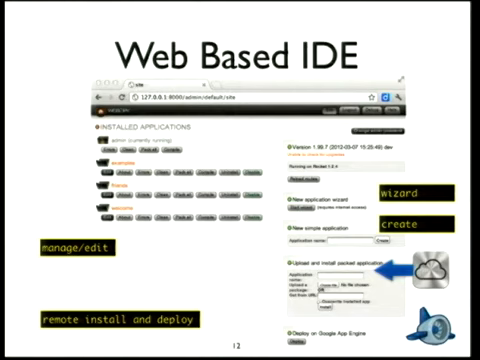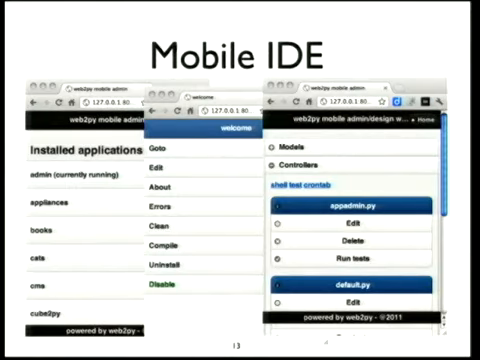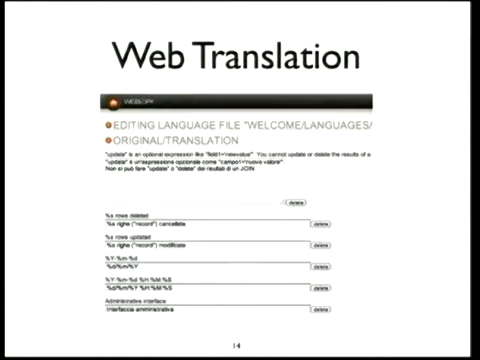There's a wizard that helps you create applications by asking questions. You can deploy in the cloud. You can download from the cloud. You can deploy to Google App Engine through the web interface. If you access it from a mobile phone, we have a mobile interface. And again, you can turn applications on, off, browse the database, and all kinds of stuff.